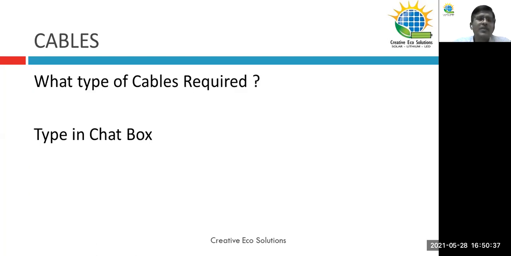Now, what type of cables are required here? So, what kind of cables will you require here? From the solar panels to the inverter, from the inverter to the EB meter, and from the EB meter, and again for the earthing. So, we'll be requiring a lot of cables over here.